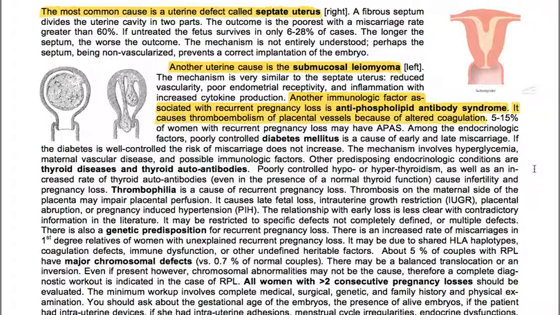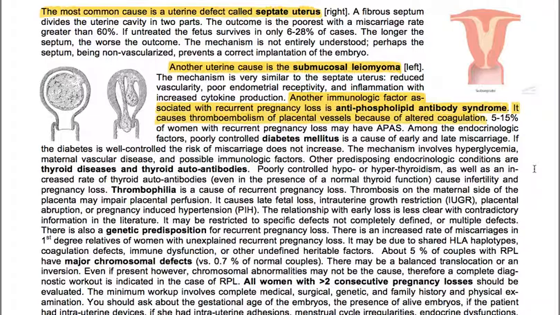Thrombophilia is a cause of recurrent pregnancy loss. Thrombosis on the maternal side of the placenta may impair placental perfusion. It causes late fetal loss, intrauterine growth restriction, placental abruption, or pregnancy-induced hypertension. The relationship with early loss is less clear, with contradictory information in the literature.